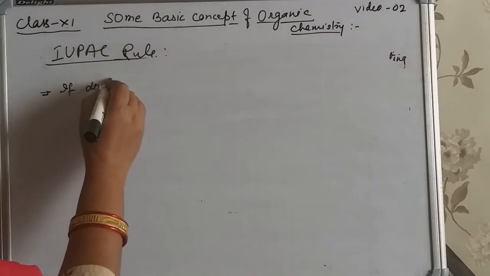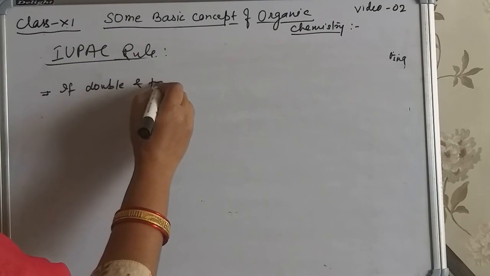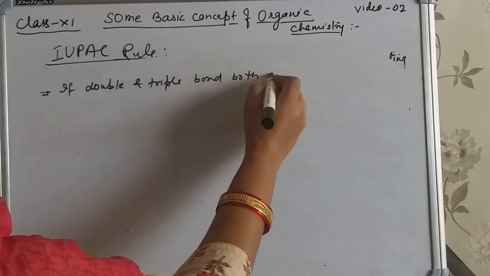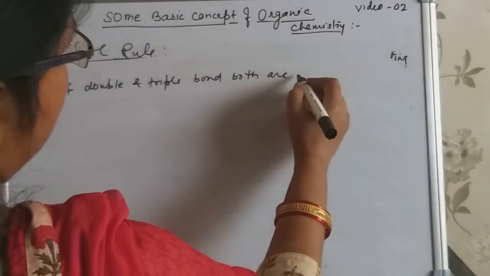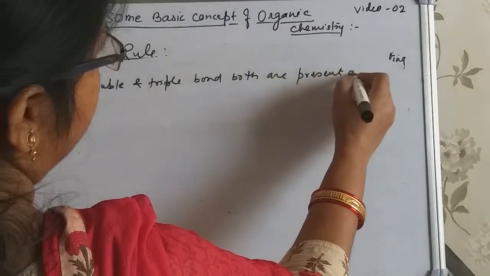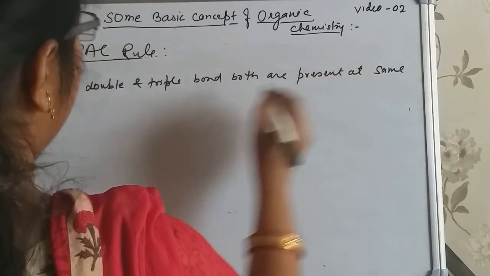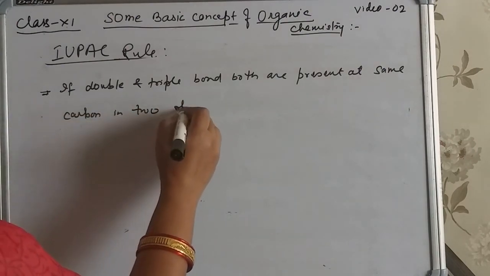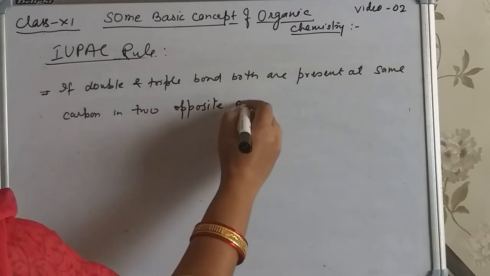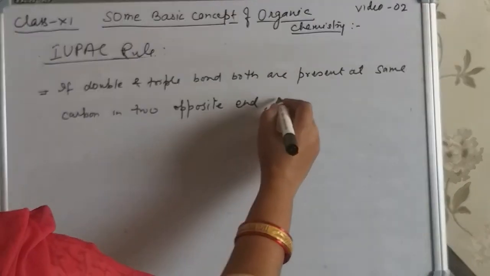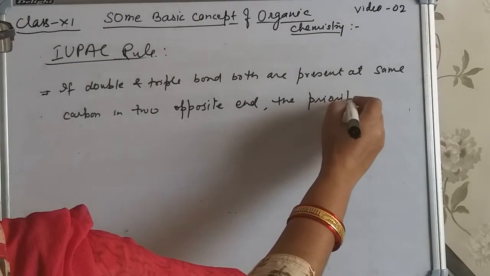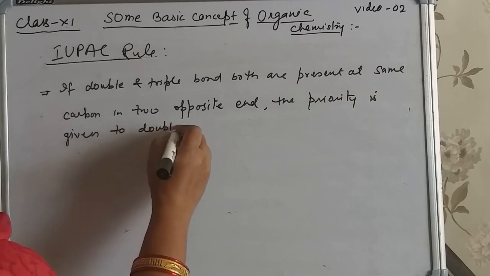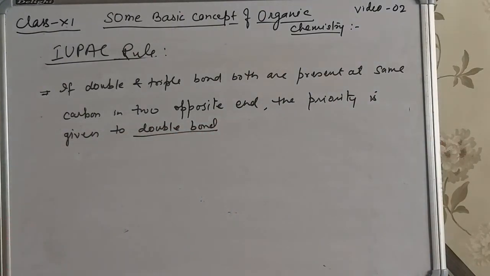If double and triple bonds both are present at the same carbon number from two opposite ends, the priority is given to the double bond. Priority is given to the double bond.